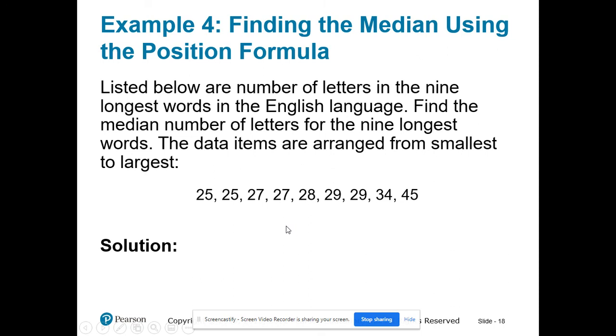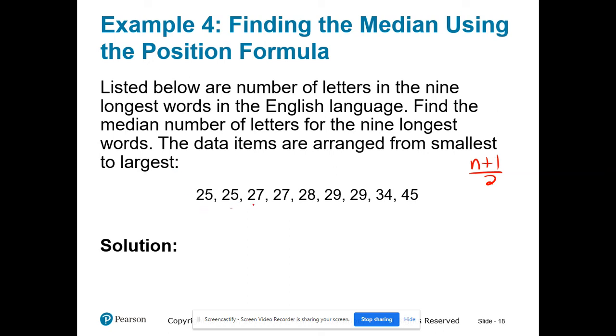The data items are arranged from smallest to largest already, so we don't have to worry about that. Find the median using the position formula. The position formula is n plus 1 divided by 2. So we take the number of numbers, we add 1, and we divide it by 2.